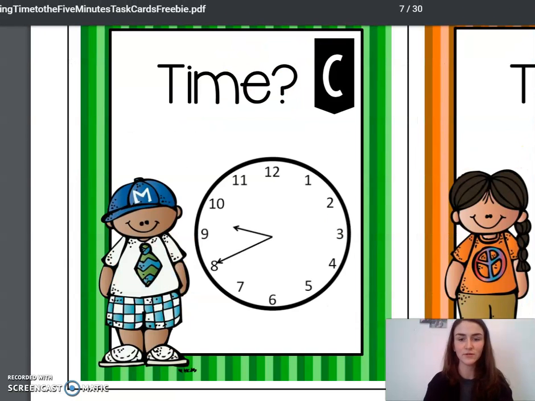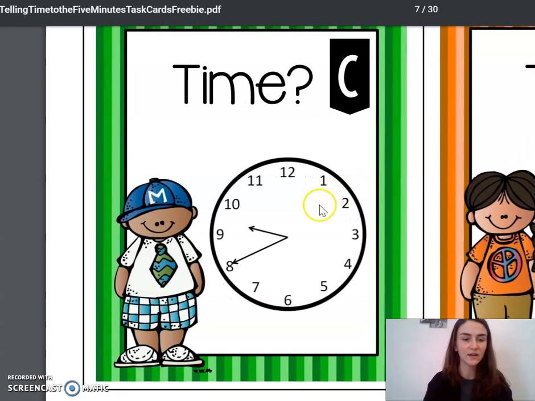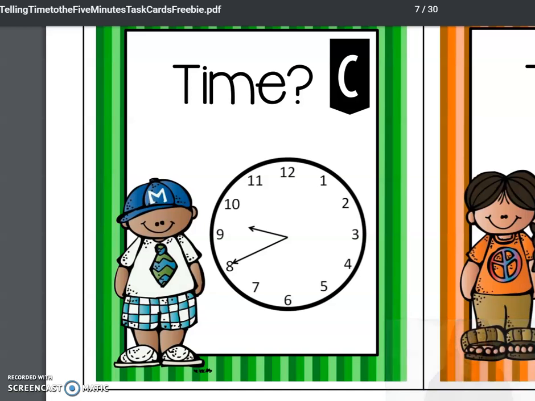All right, so let's do letter C. So what time do you see on this clock? Remember, count by 5s as you go around. Okay, I'll give you a minute to do that.